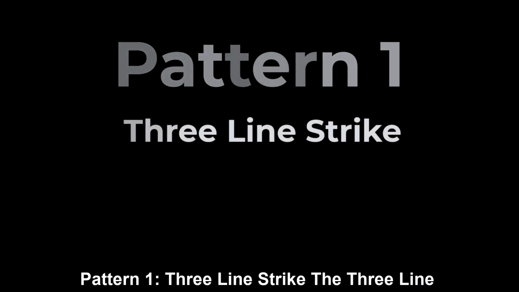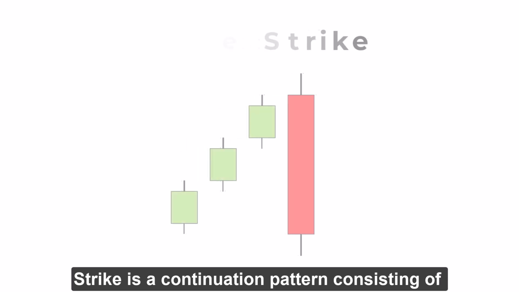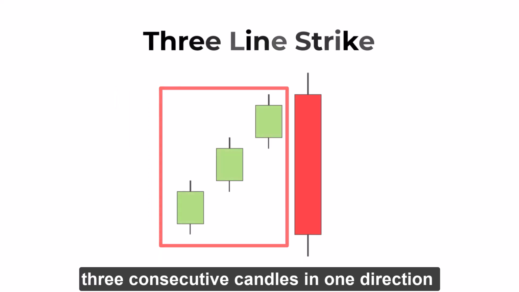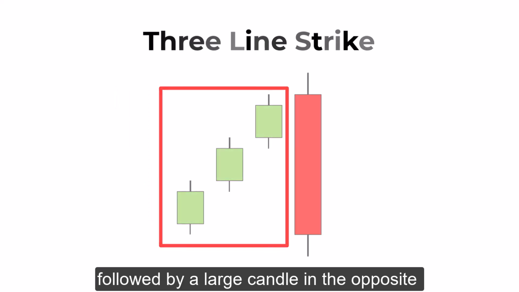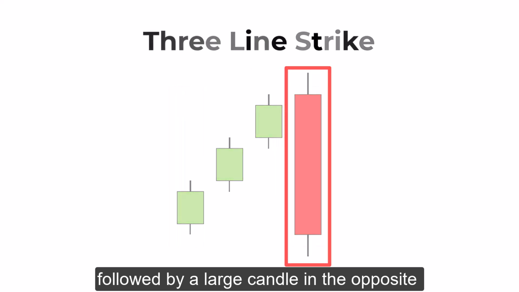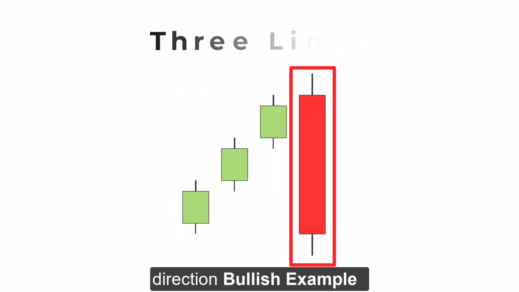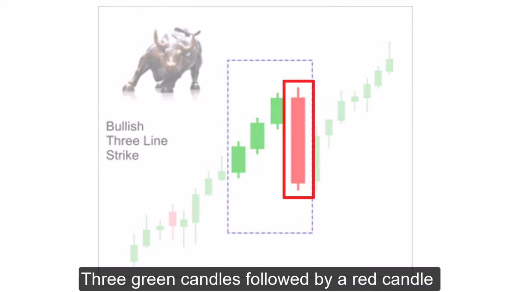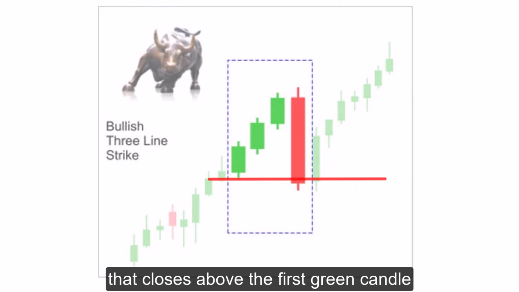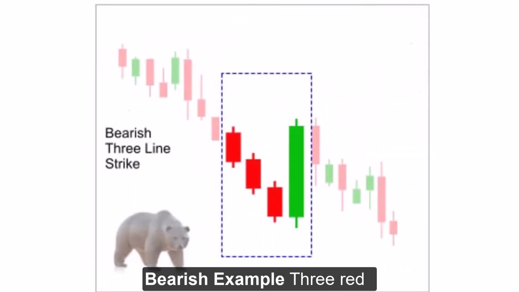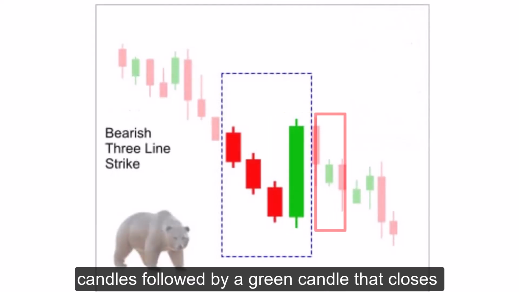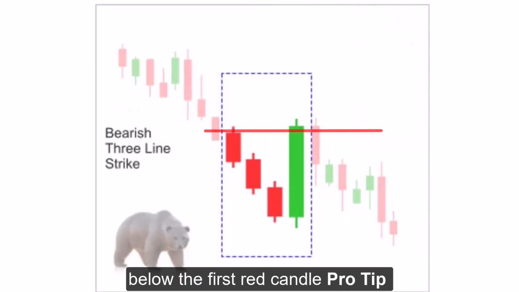Pattern 1. Three line strike. The three line strike is a continuation pattern consisting of 3 consecutive candles in one direction, followed by a large candle in the opposite direction. Bullish example: 3 green candles followed by a red candle that closes above the first green candle. Bearish example: 3 red candles followed by a green candle that closes below the first red candle.